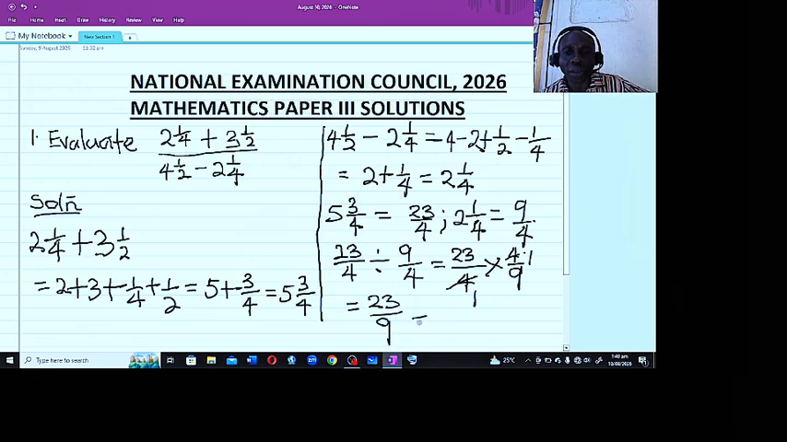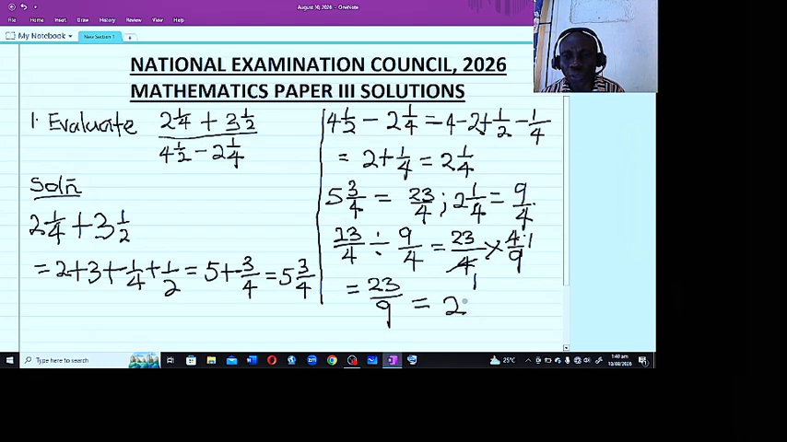And this is an improper fraction. We are expected to break it into mixed fraction. So here, 23 divided by 9, we will have 2 wholes, okay? And what do we have again? 5 over 9. So we have 2 wholes, 5 over 9. That's the result. So this was the correct option listed there for the last exams. That's option D.